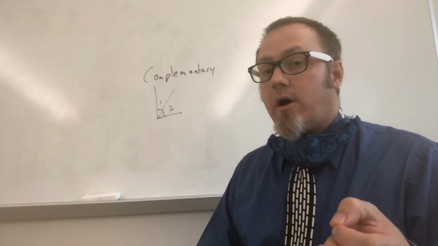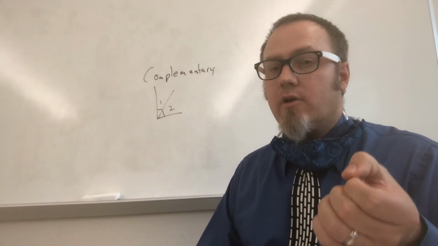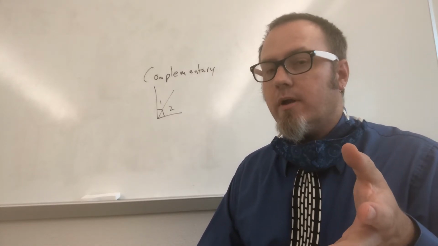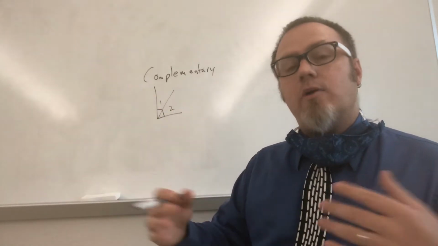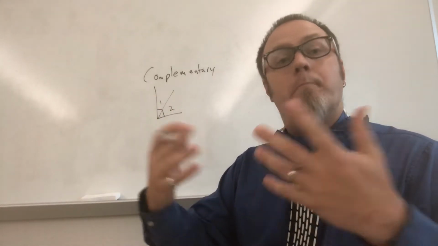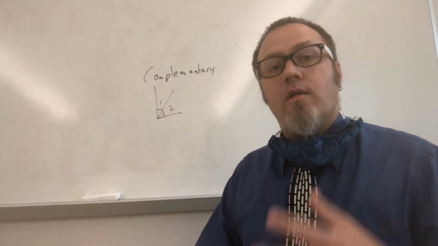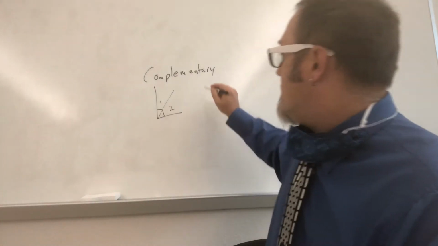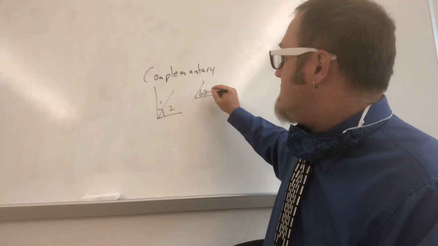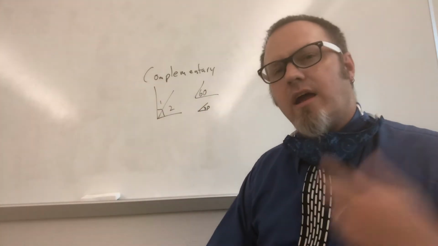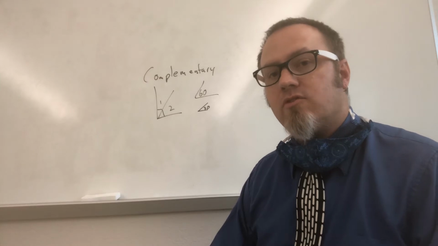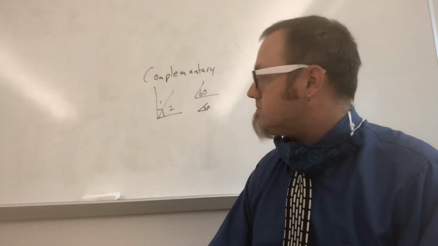Now, the cool part about complementary angles is if you have a right angle, you can always tell they're going to be complementary. But also, if you have two separate angles and you know that their measures are going to add up to 90, they are also complementary. So if we have a nice 60-degree angle and then we have a smaller 30-degree angle, that's going to add together to make 90, so that's complementary angles.